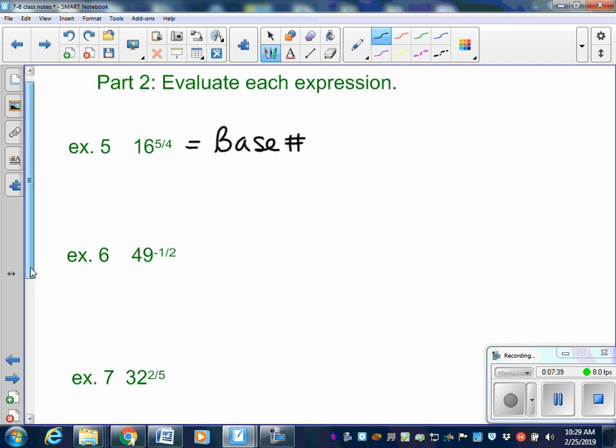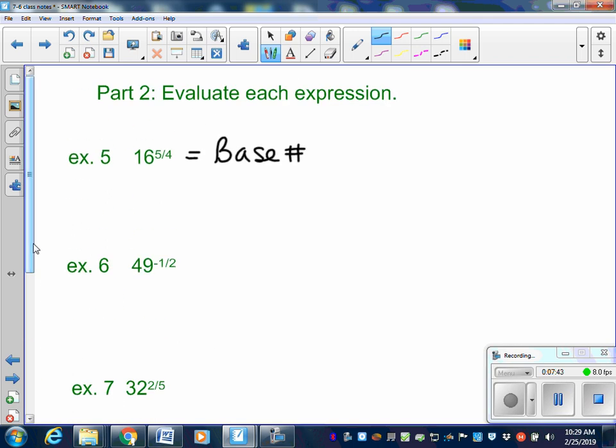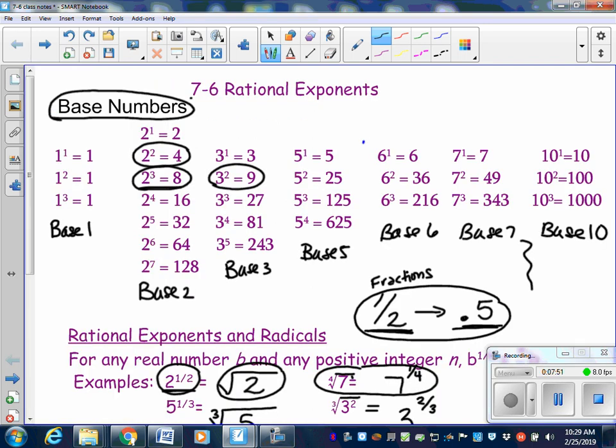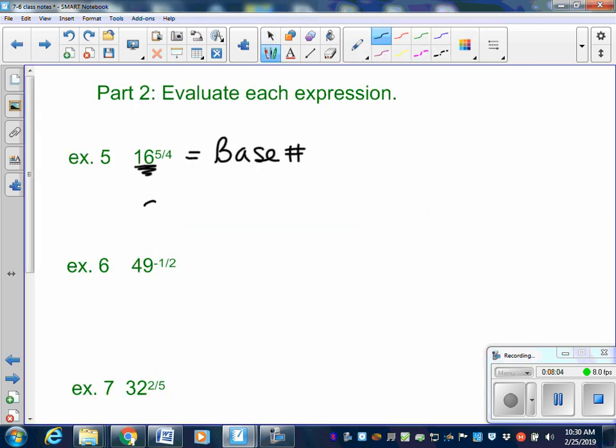I have 4 of these to do for you. 16 to the 5/4. You're going to look at the chart. So let's go back to the chart. And you're going to notice that 16 is the same thing as 2 to the 4th. So you're going to go back and change the 16 to 2 to the 4th. But you're going to still raise it to what it was, the 5/4.